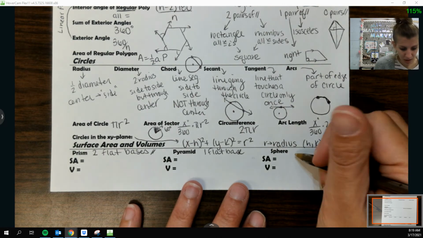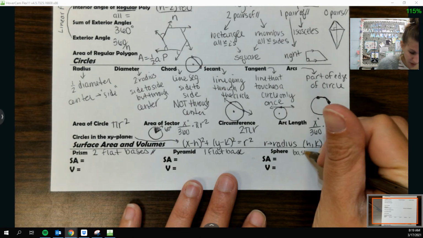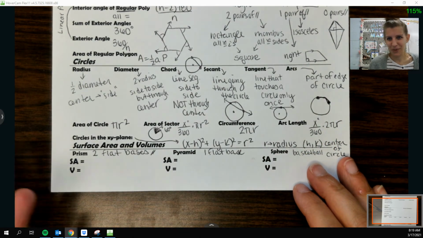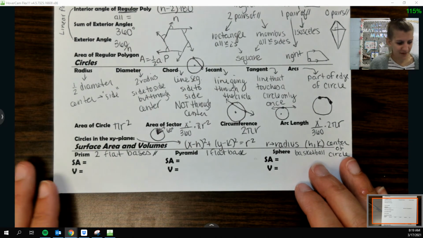I don't know, basketball. I'm gonna just say basketball shaped. I don't know why I picked basketball. I don't play basketball. Volleyball. I should have gone with that.